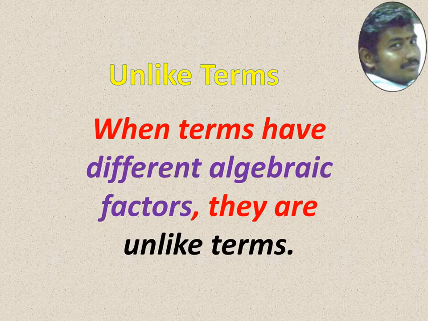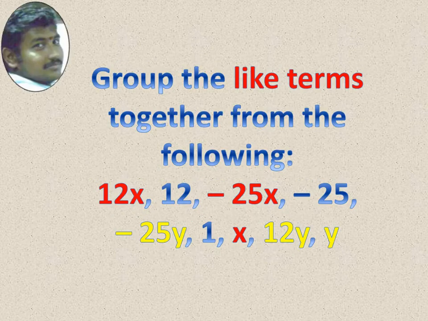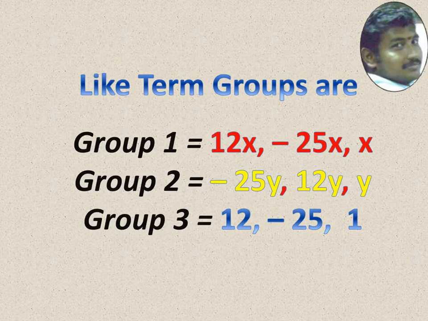In the previous video we discussed how to find terms. After segregating the terms, we can check whether they are like terms or unlike terms based on factors. Group the like terms together from the following: 12x, 12, minus 25x, minus 25, minus 25y, 1x, 12y, y. We can group according to the factors: x factors, y factors, then constants.